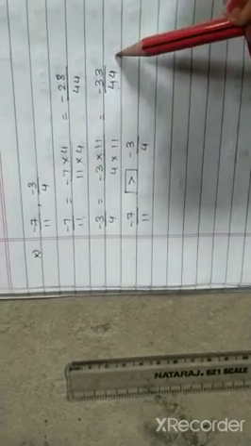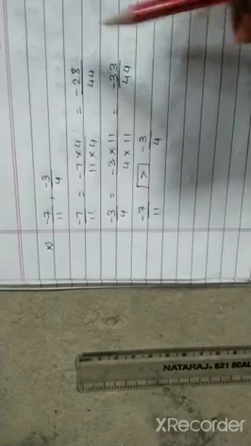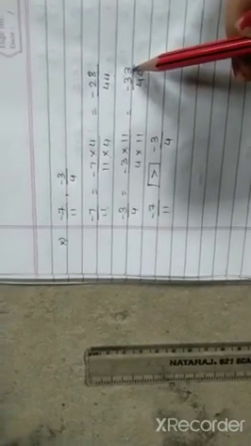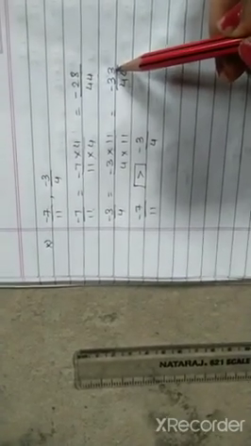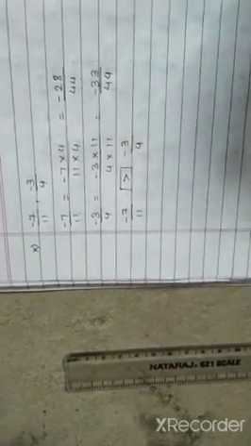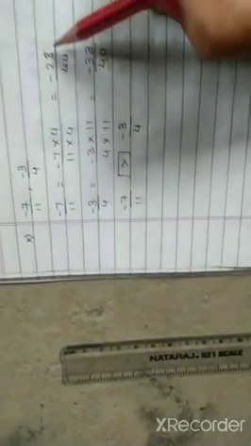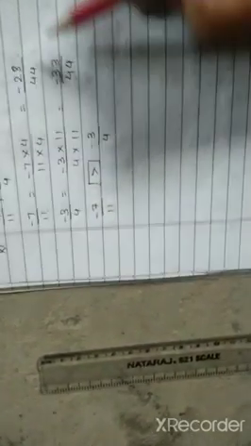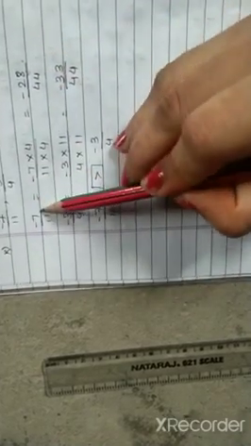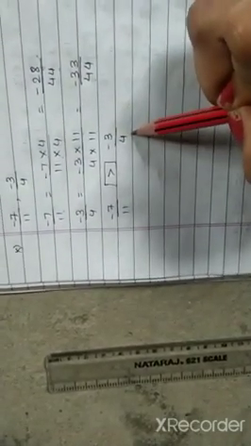Again, we have both the bases the same, that is 44 and 44. In the numerator, we have minus 28 and minus 33. The same method applies to each and every sum: the number nearest to 0 is the greatest in the negative part. So the number 28 will be greater. 28 belongs to minus 7, so minus 7 upon 11 is greater than minus 3 upon 4.